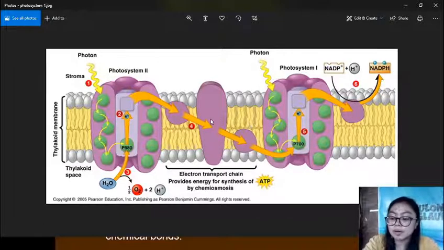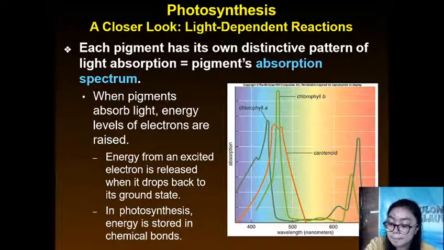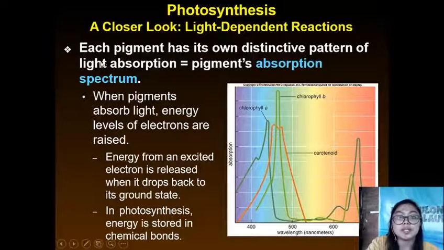So photosynthetic organisms contain pigments that facilitate the capture of wavelengths of light in the visible light range. Each pigment has its own distinctive pattern of light absorption. That is also what we call the pigment's absorption spectrum, as you can see here. So these are the colors or the lights that are emitted from the sunlight. These are the examples inside the leaf, or sa mga dahon. So we have the chlorophyll A, the chlorophyll B, the carotenoid, and these are the wavelengths or the nanometers.